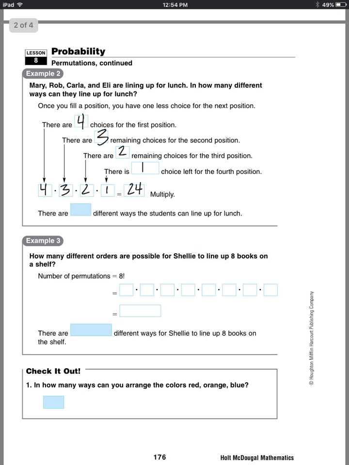That is a permutation with a factorial. That looks like sometimes this, 4 and an exclamation mark. When you see 4 and an exclamation mark, you go 4 times 3 times 2 times 1.